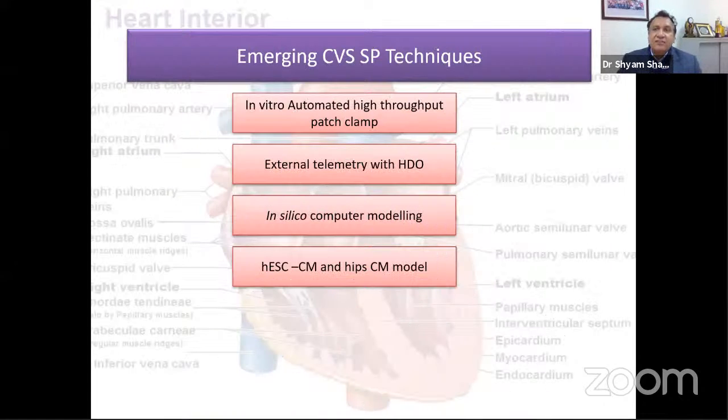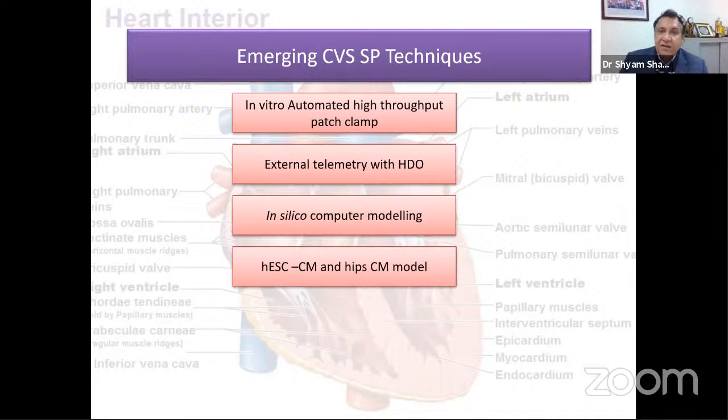Now there are a lot of technological changes happening throughout the world. You see artificial intelligence has come up, and people are using all sorts of investigations with this technology. In vitro automated high throughput patch clamp is already being developed, and they are modifying it. Can we do more compounds? External telemetry with high definition oscillometry.